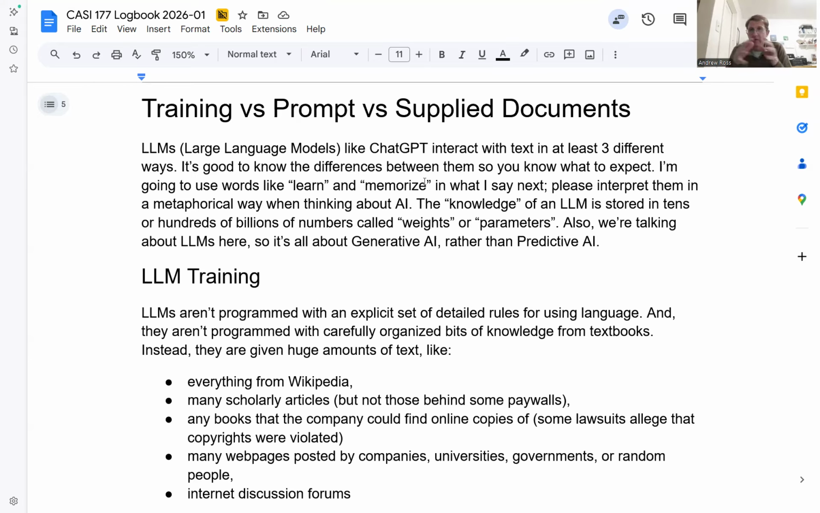Also, remember what we're talking about is LLMs here, generative AI rather than predictive AI. And we'll talk a little bit about predictive AI later. So LLMs aren't programmed with like, here's how English grammar works or French grammar or any grammar you care to name. They aren't explicitly programmed with a dictionary or something. They aren't explicitly programmed with information from this biology textbook and this engineering textbook. Instead, they're just given huge amounts of text and kind of asked to figure it out.